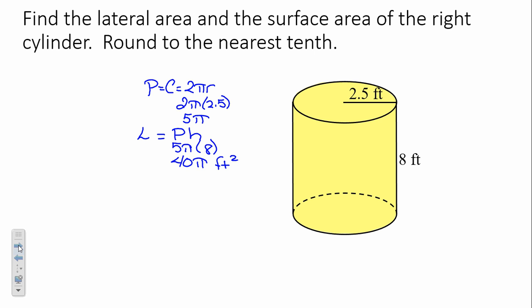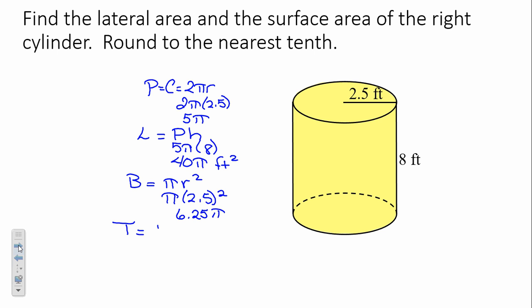Next, we need to find the base. So what's the area of the base going to be? Pi r squared, so pi times 2.5 squared. And 25 squared is 625, so 2.5 squared will be 6.25. So 6.25 pi is one circle's area. We're going to have to multiply that by 2.